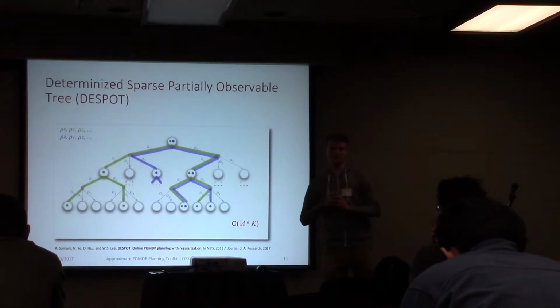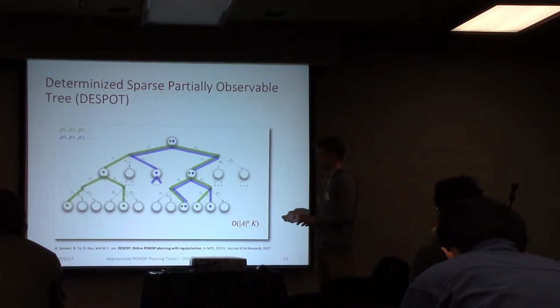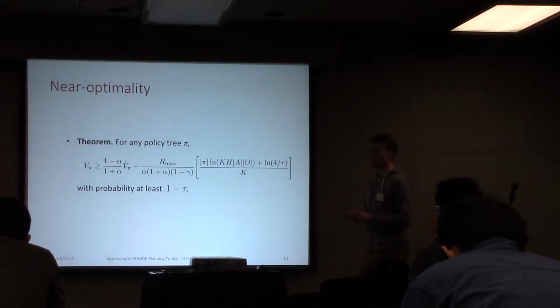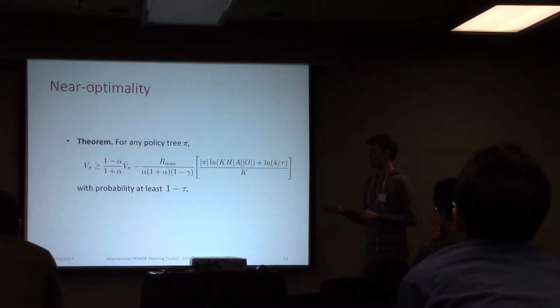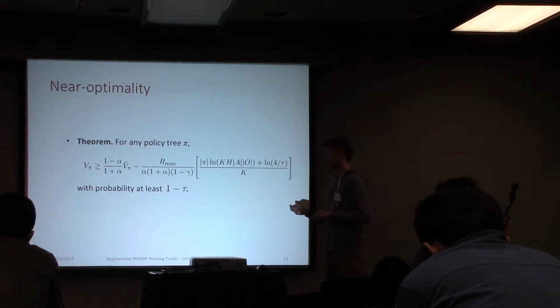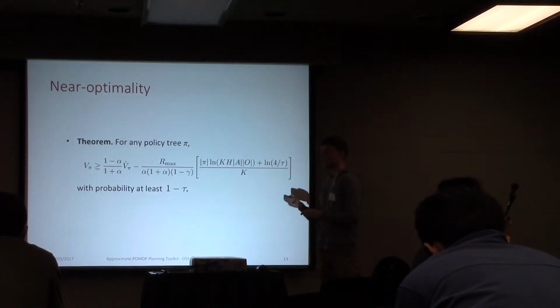I guess one thing before we move on, one interesting question that you may ask is how well we can approximate the optimal policy just from this approximate tree. If we think of this as just an approximate tree of the full belief tree, then we can derive some regret bound, a probably approximately correct style regret bound on the value of the policy derived from the DESPOT compared to the optimal one. This basically tells us that the approximation error is small with high probability.